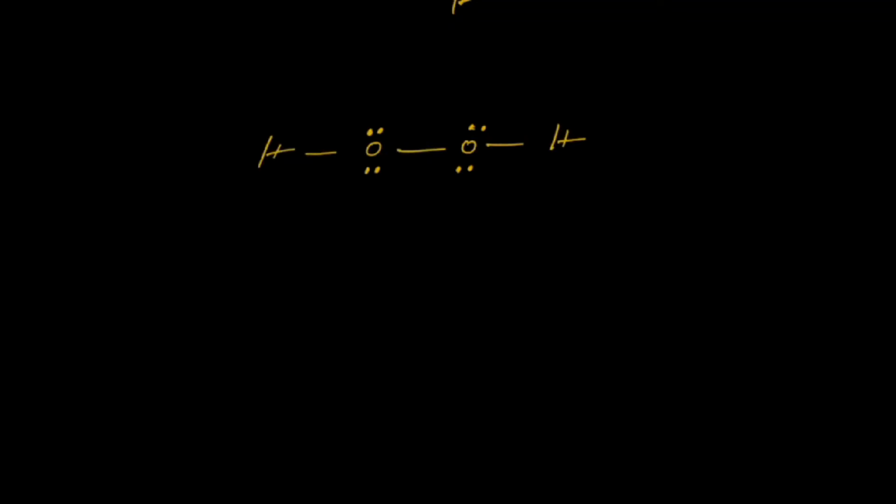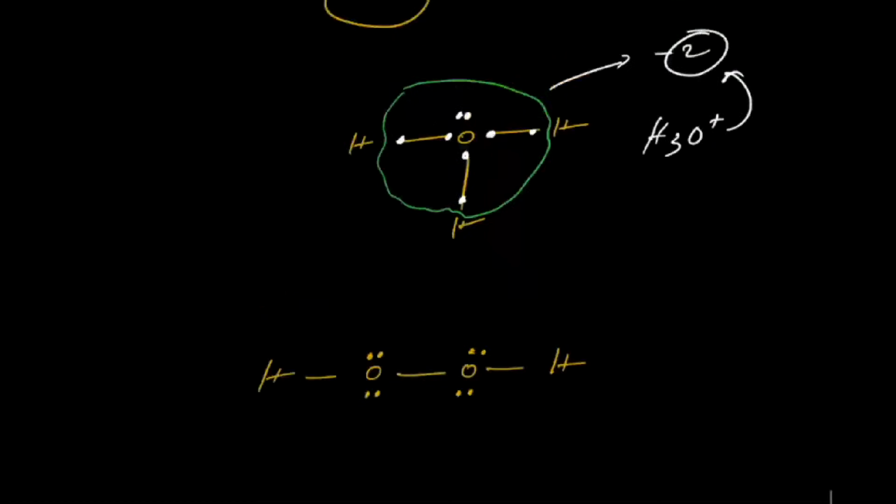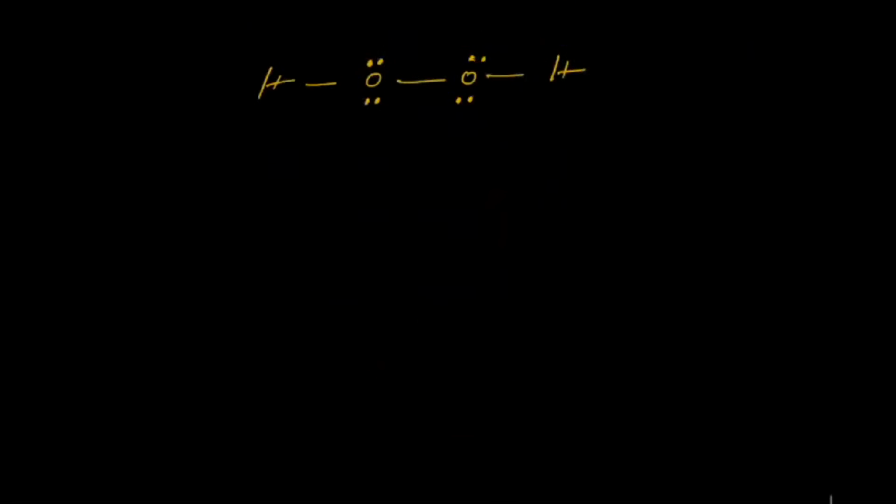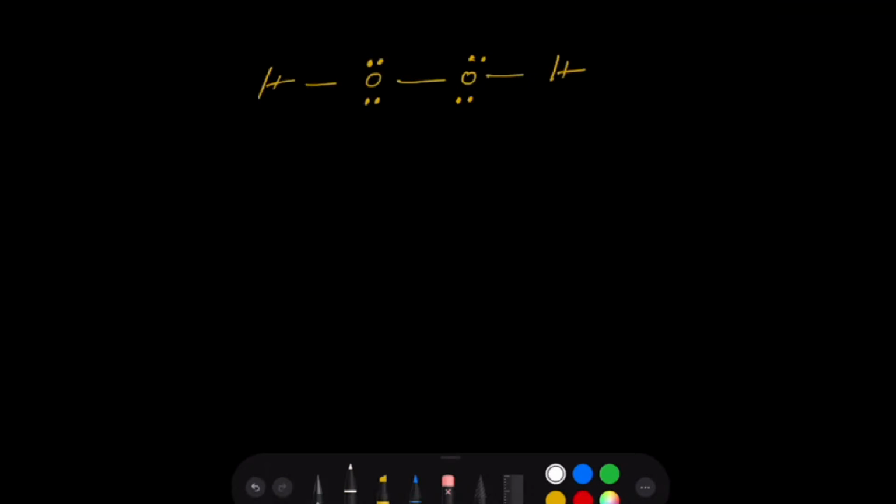Okay, one more thing you observe here. Okay, I'll draw again. Before going to hydrogen peroxide, I'll draw it again. This is water. This is OH minus, and this is H3O plus.